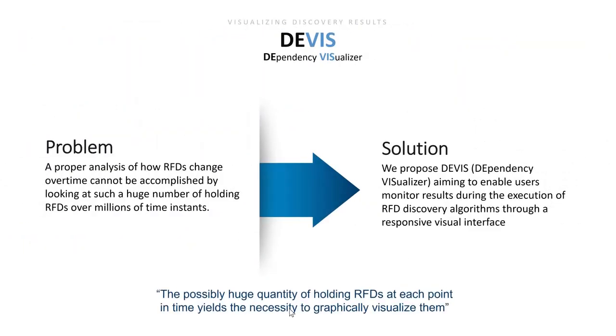In the context of continuous profiling, the possibility to have a huge quantity of holding RFDs at each point in time yields the necessity to graphically visualize them. Indeed, a proper analysis of how RFDs change over time cannot be accomplished by looking at resulting RFDs over millions of time instants. To this end, we present DEVIS, which is a tool for analyzing and comparing RFD discovery results.